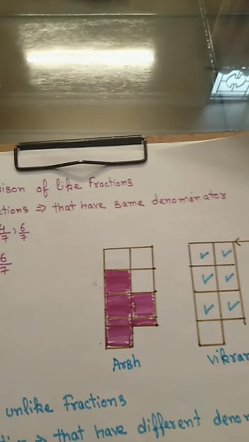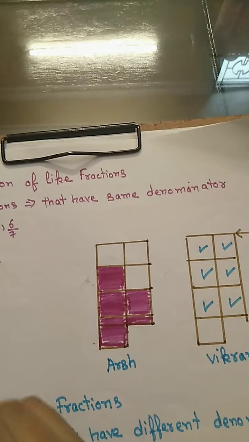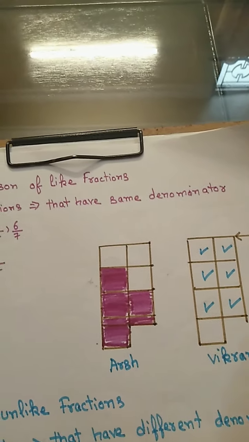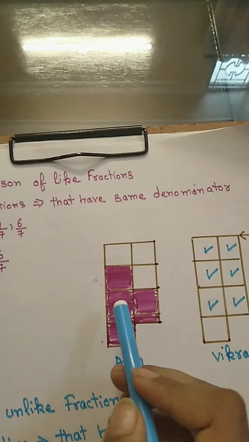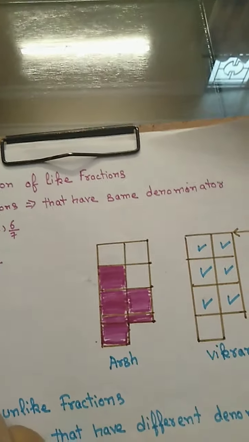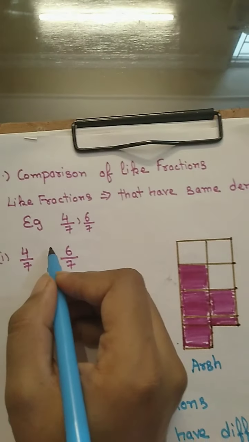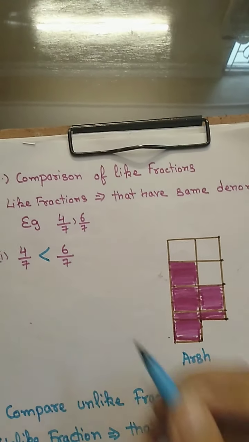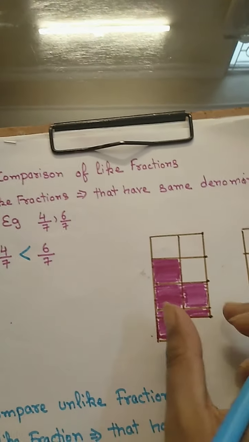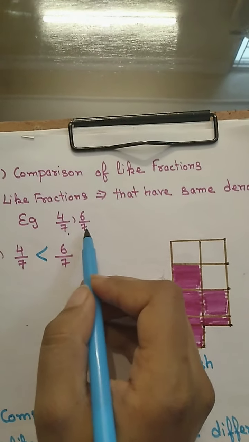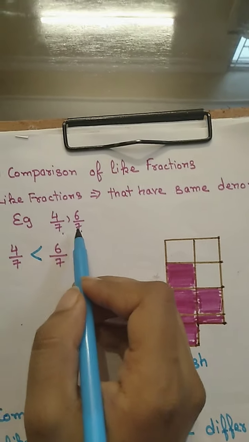Okay, I have given. So can you tell me which has more number of parts? Can you guess? Yes, Vikram. He has 6 parts, and Ash has only 4 parts. So which has more number of parts? Yes, Vikram. So which is greater? Vikram. We can only compare this kind of value which has same denominator. Here the denominator is same. Number of whole parts are same.